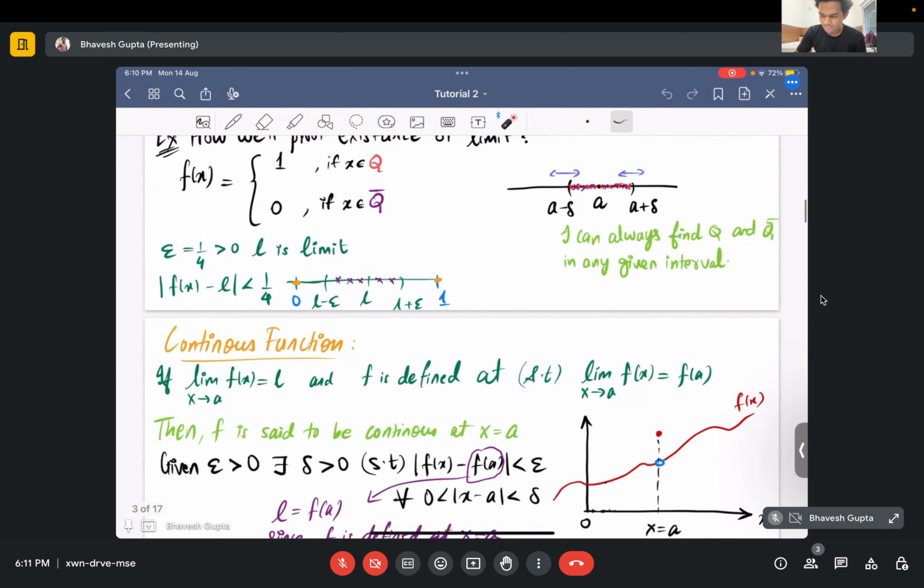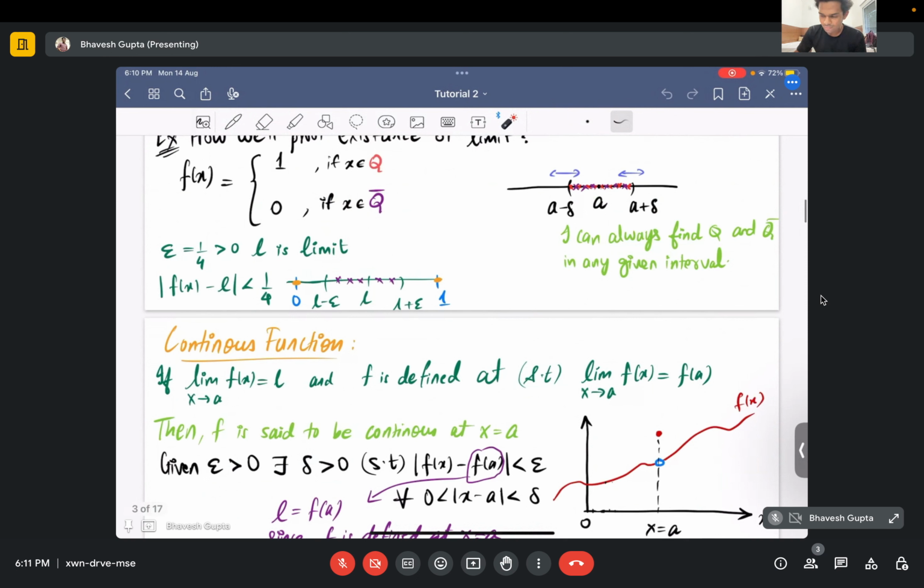You can see all those red dots which I have drawn in a plot are basically my rational numbers. Okay. And all those blue dots on the x-axis, these are my irrational numbers. And you can see this function is discontinuous at every point. This function is discontinuous at every point except one point.